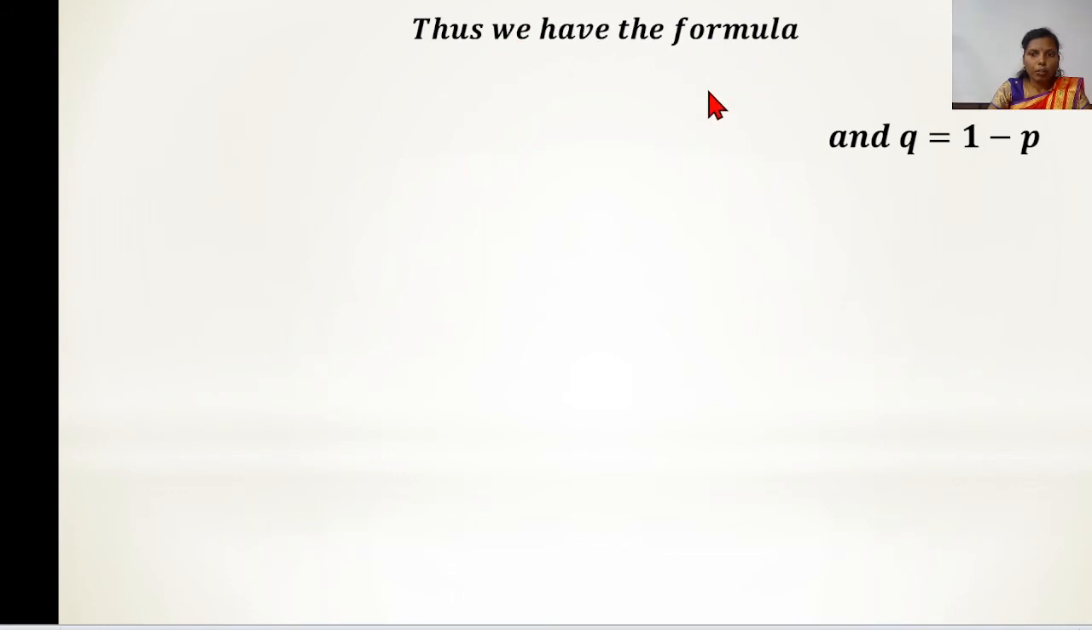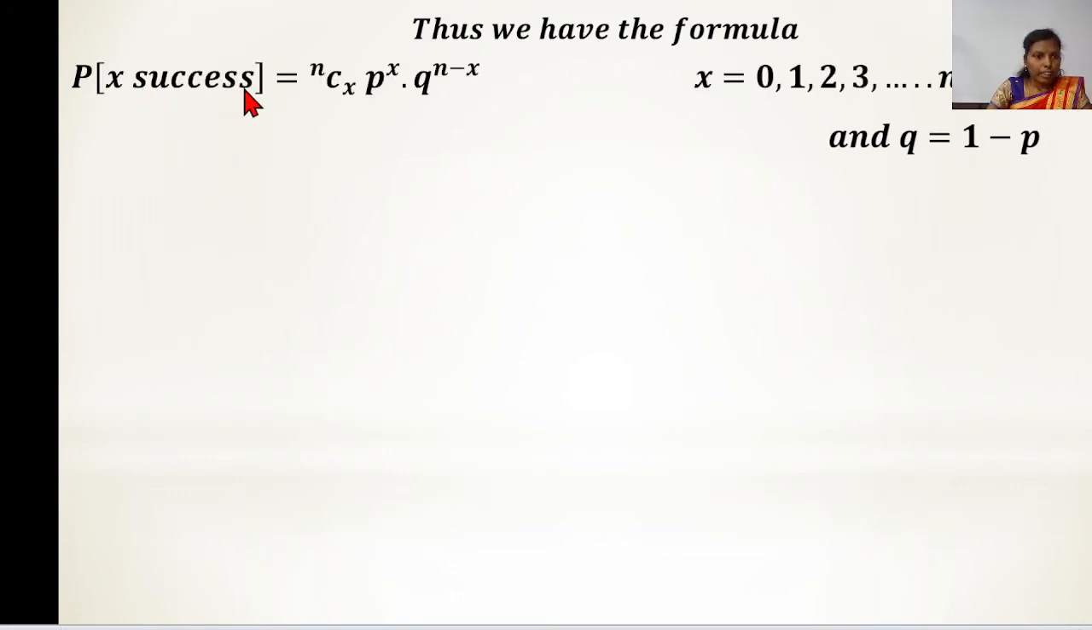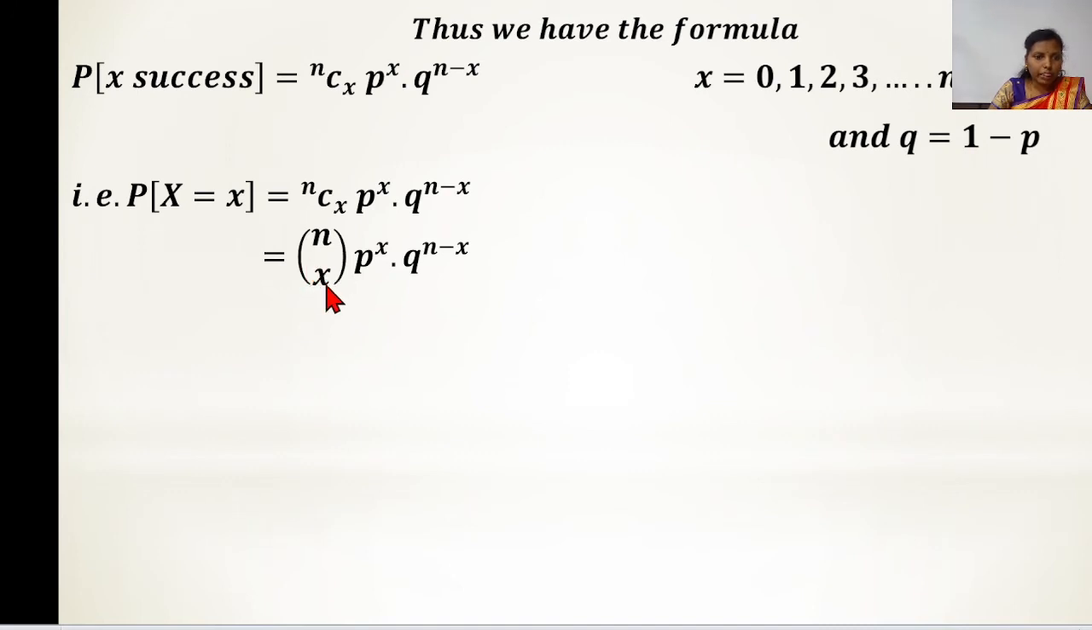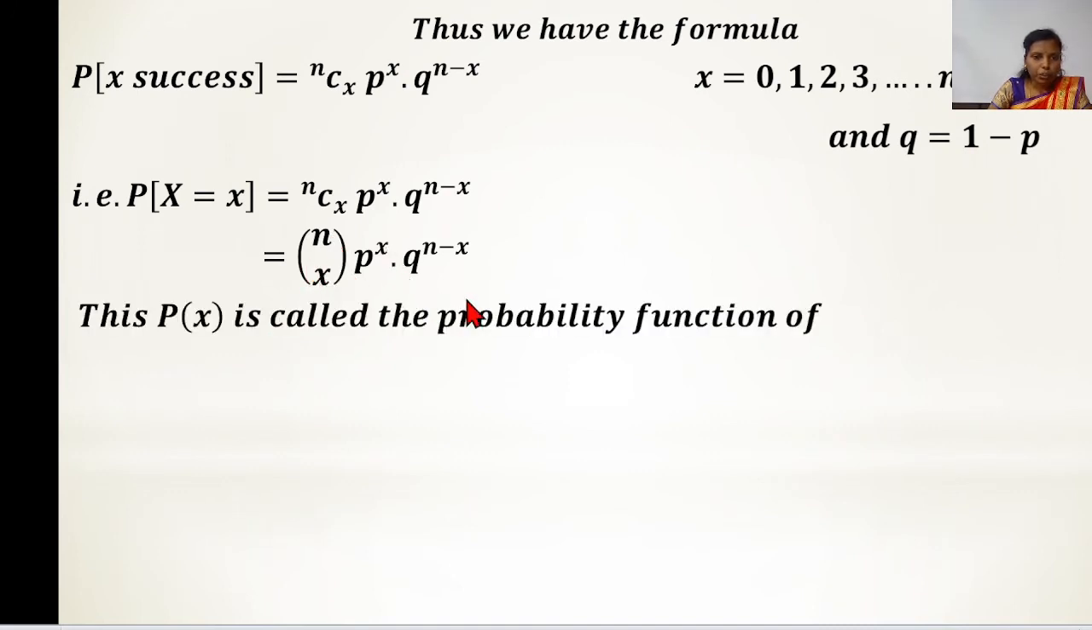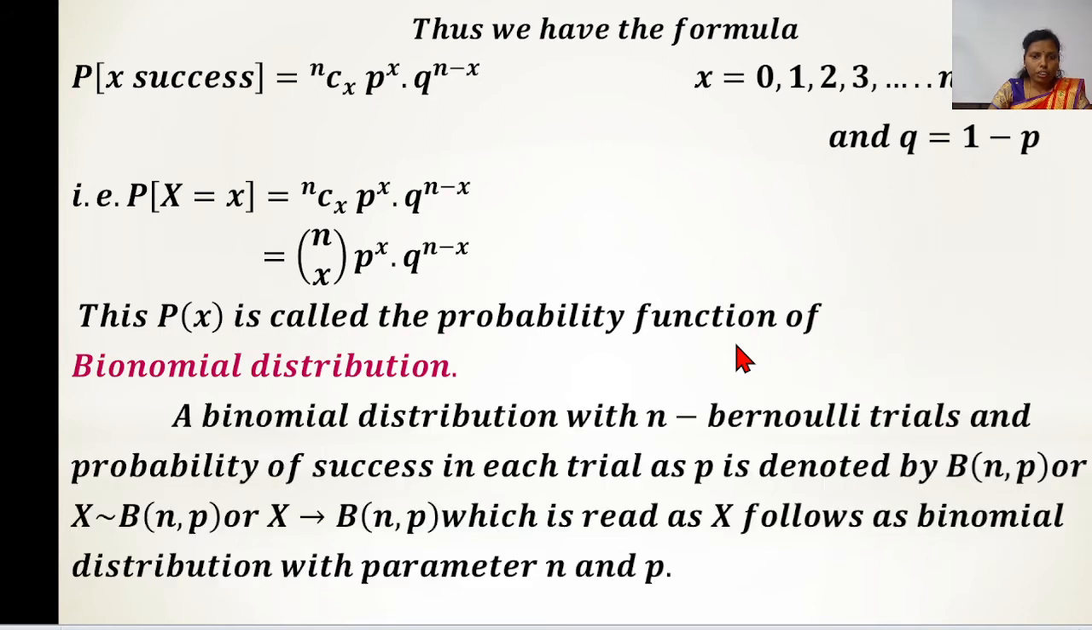Thus, we have the formula: probability of x successes is equal to nCx p raised to x into q raised to n minus x, where x is equal to 0, 1, 2, 3, and so on up to n, and q is equal to 1 minus p. That is, the probability of the random variable x is equal to nCx p raised to x into q raised to n minus x. This P of x is called the probability function of the binomial distribution.